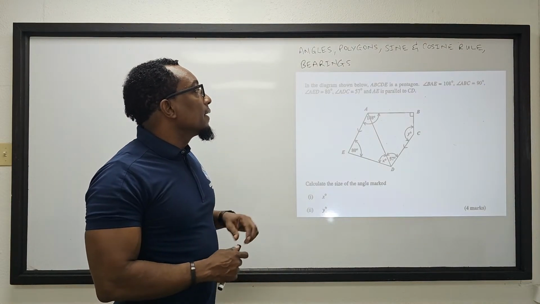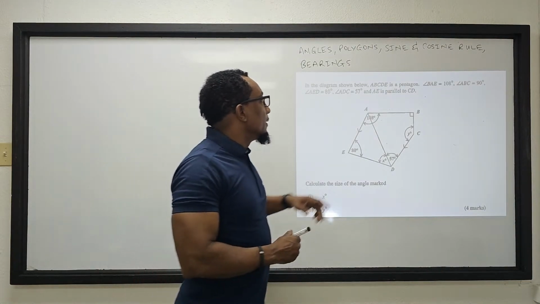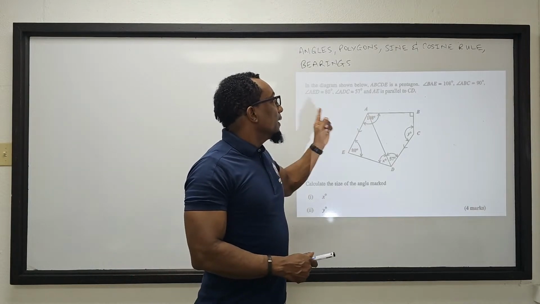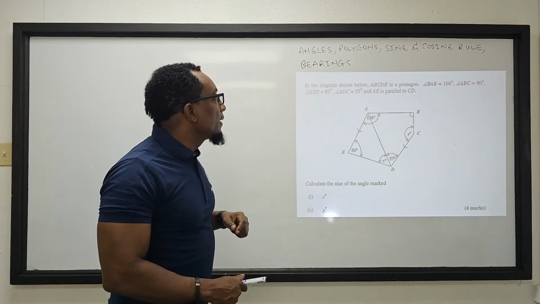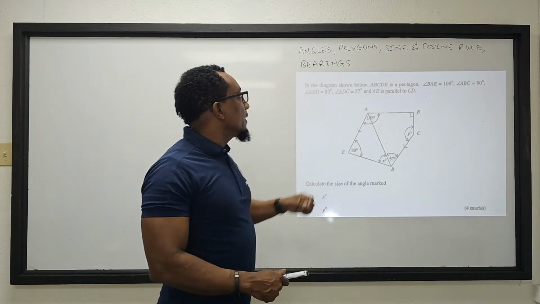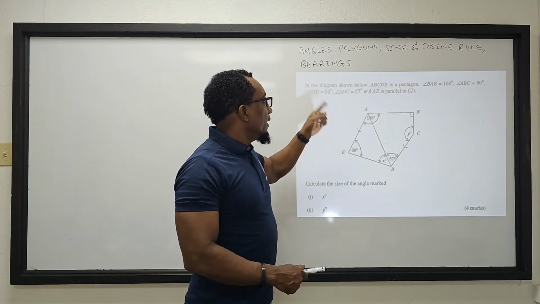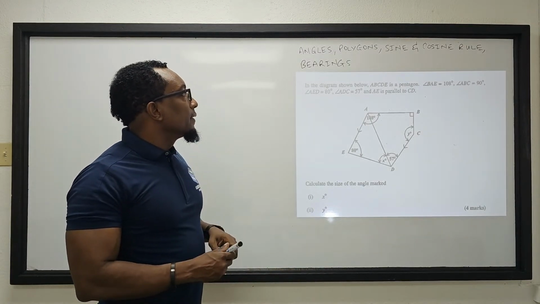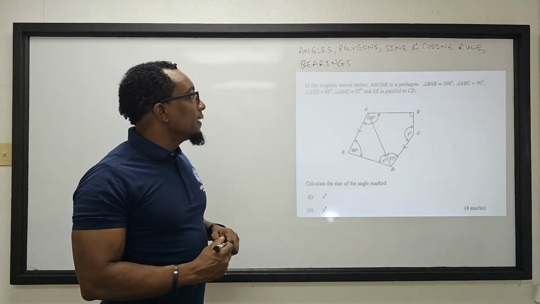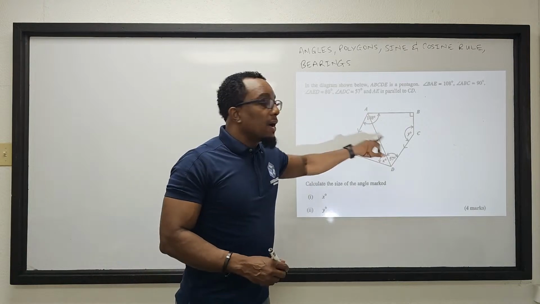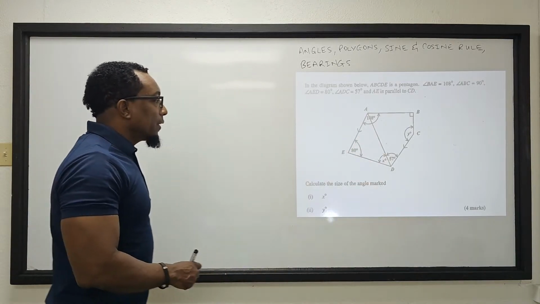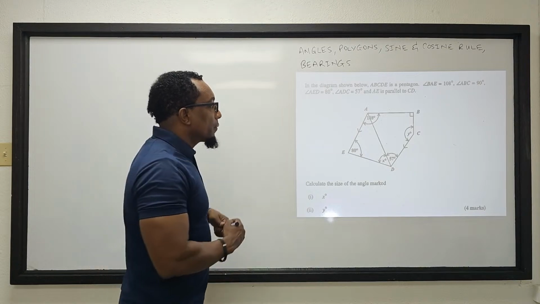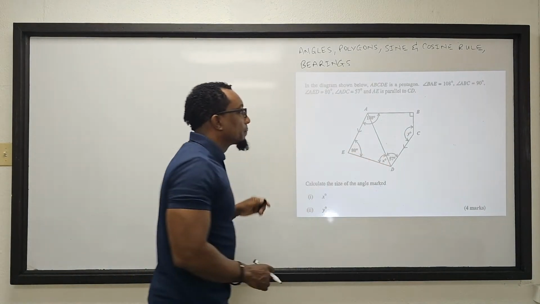It says here that angle BAE is 108 degrees, angle ABC is 90 degrees, angle AED is 80 degrees, angle ADC is 57 degrees, and they told us here AE is parallel to CD, which is shown by the 2 arrows there. So they want us to calculate the size of the angle marked X. So we're going to find this angle here, X.